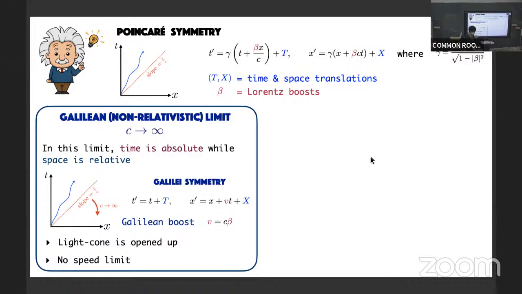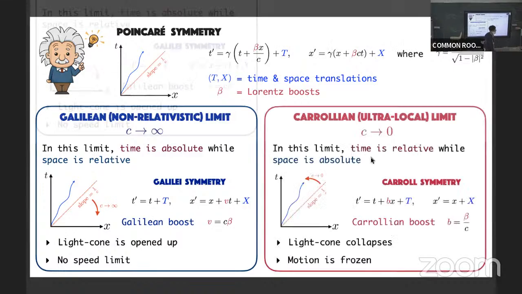But now, this is the c to infinity limit. You can also ask, wait, what if we take the opposite limit, by that I mean, what if we take c to be zero instead of infinity? What do we get? That limit has a special name: the Carrollian limit, or the ultra-local limit. So again, the c to zero limit. In this limit, you get kind of the opposite behavior to what you usually experience. You have relative time instead of absolute time, but your space is absolute. And similar to the Galilean isometry, you will get another notion of symmetry, which is called the Carroll symmetry.